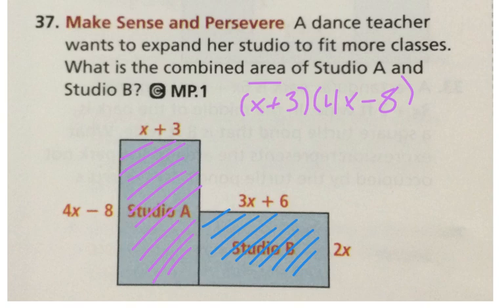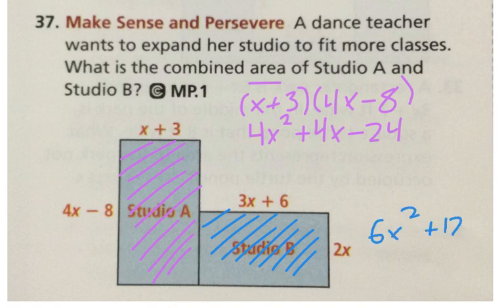Have you multiplied this one out yet? The purple? You should have gotten 4x squared minus 8x plus 12x, which combines to be 4x squared plus 4x minus 24 for the purple. What about for the blue one? The blue one should be 6x squared plus 12x. You see my blue on top where I drew on top of Studio B?